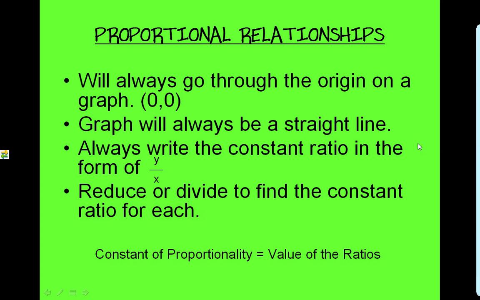This is big. If you look at a graph, you will know that a graph is proportional if it goes through the origin, (0, 0). The graph will always be in a straight line. So if you see a crooked line on a graph, it is not proportional. You can always write the constant ratio in the form of y over x, y divided by x. And when you reduce or divide to find the constant ratio for each, whenever you get that value, it is also called the constant of proportionality. And you will see this again, most definitely.